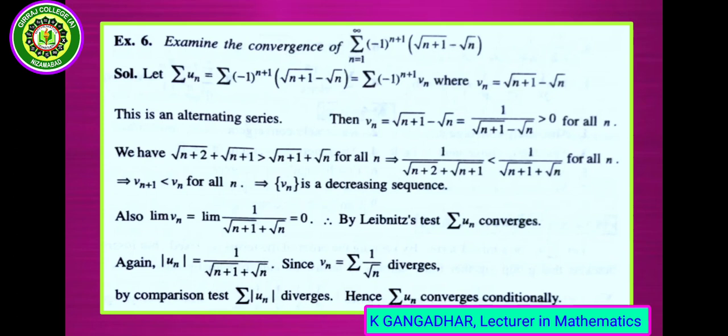So here given series is sigma un equal to sigma minus 1 to the power n plus 1 into 1 by root n plus 1 plus root n. The sequence un is decreasing, and its limit value is 0. 1 by root n plus 1 plus root n means limit value 0. So by Leibniz test, given alternating series is convergent.